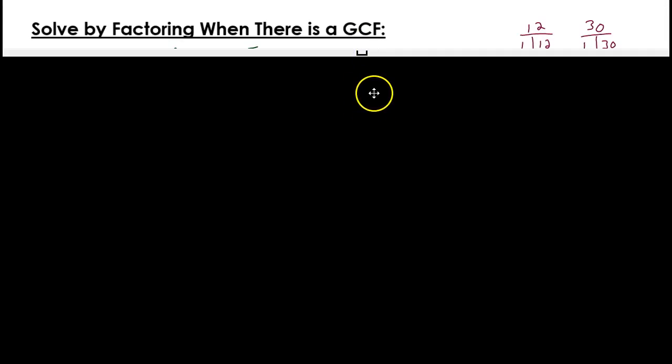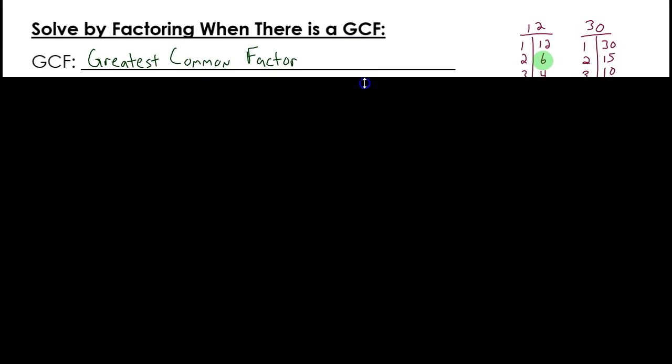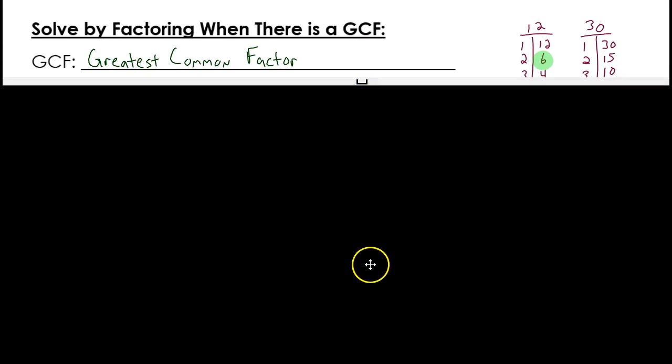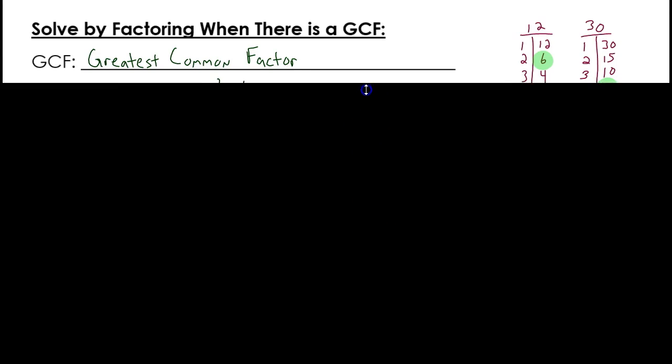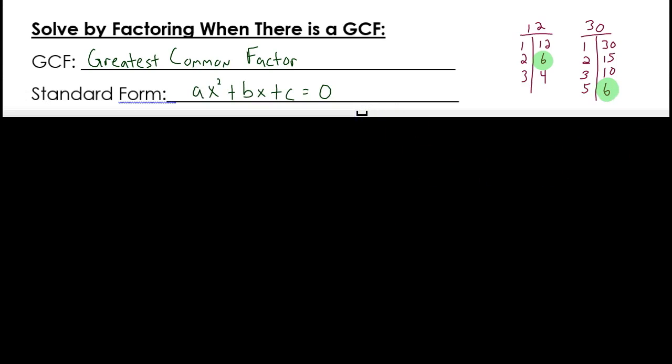As we're solving by factoring, when there's a GCF, GCF stands for greatest common factor. When you think of a greatest common factor, first, I want you to start with the word factor. Remember, factors are things that divide evenly into your number. So factors of 12 are 1, 2, 3, 4, 6, and 12. Those all divide evenly into 12. The factors of 30 are 1, 2, 3, 5, 6, 10, 15, and 30. I've done the math and they all divide evenly into 30.